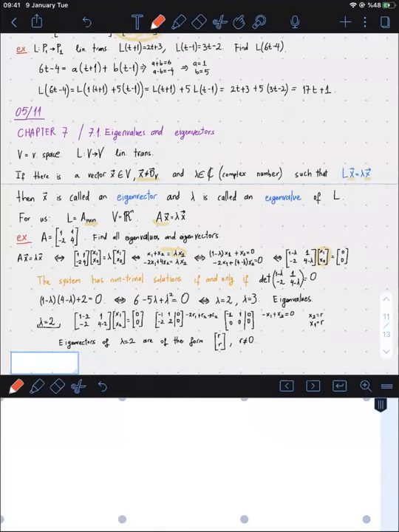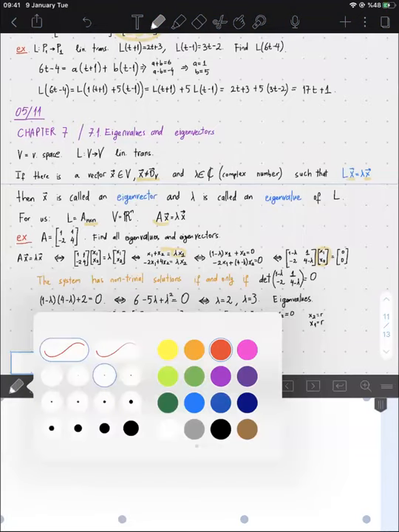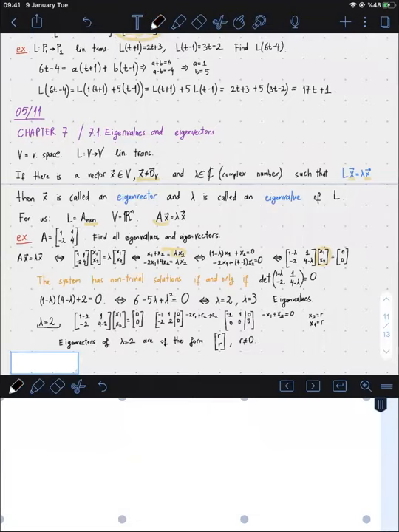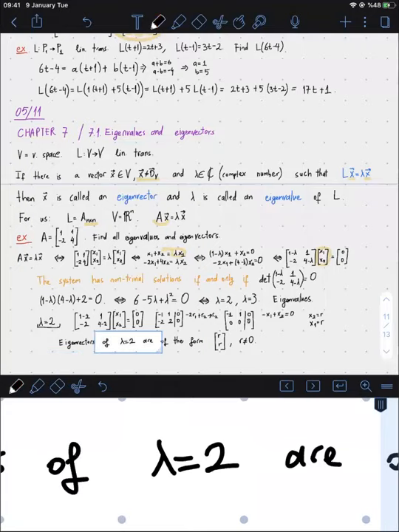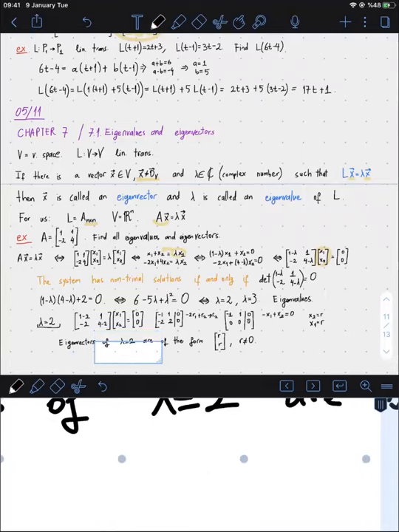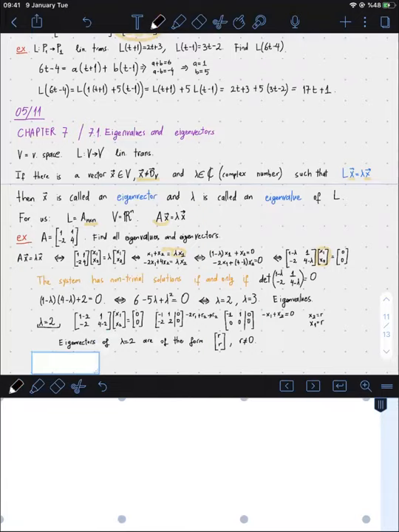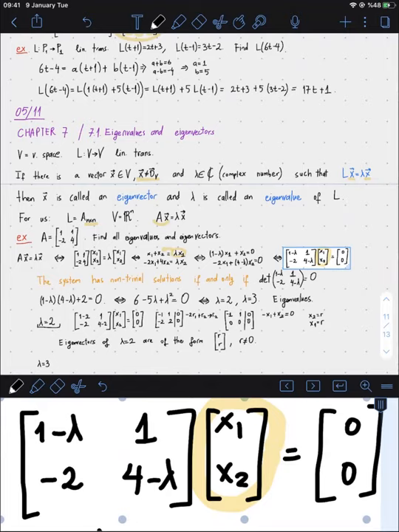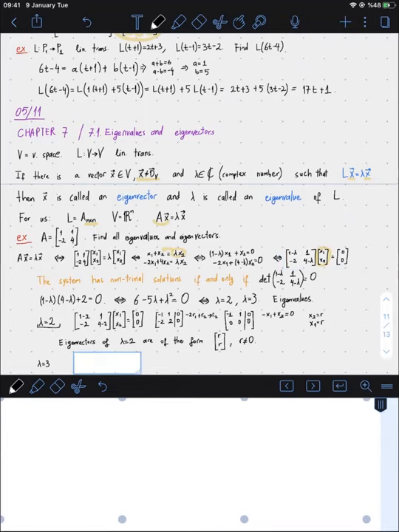Okay. We're not finished. So we found the eigenvectors of one eigenvalue, lambda equals 2. Let's look at the eigenvectors of the other eigenvalue, lambda equals 3. In this case, we go back to this matrix and we put lambda equals 3. Then what do we get?